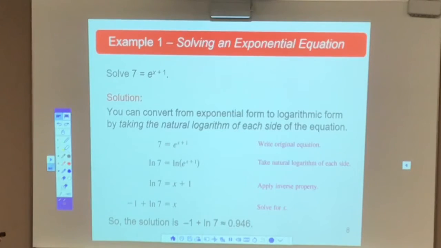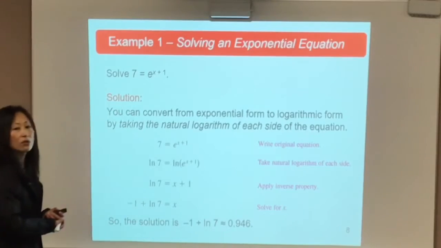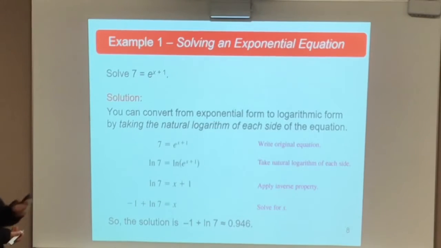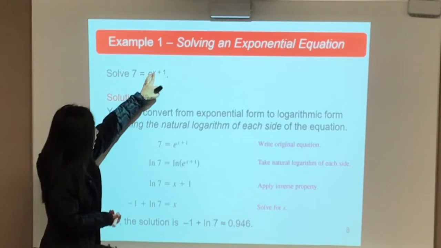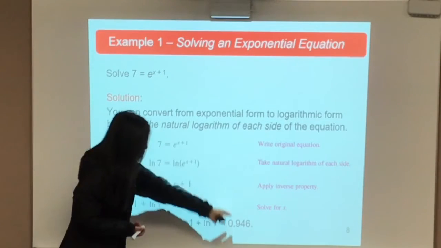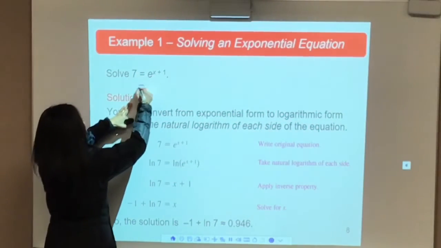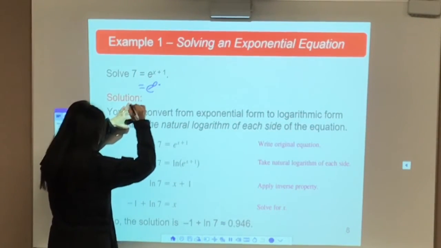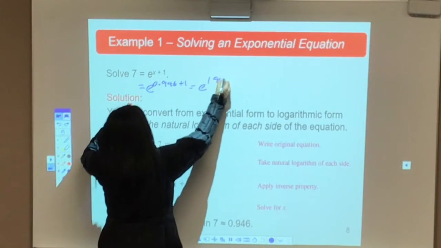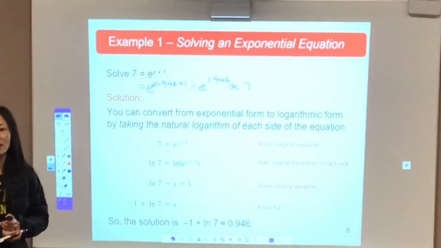So the solution is -1 plus natural log 7, which is about what number? 0.946. That's the answer for this. So e to the 0.946 plus 1, which is e to the what? 1.946 gives you what? 7. That's what they're saying: e to the 1.946 is approximately 7.